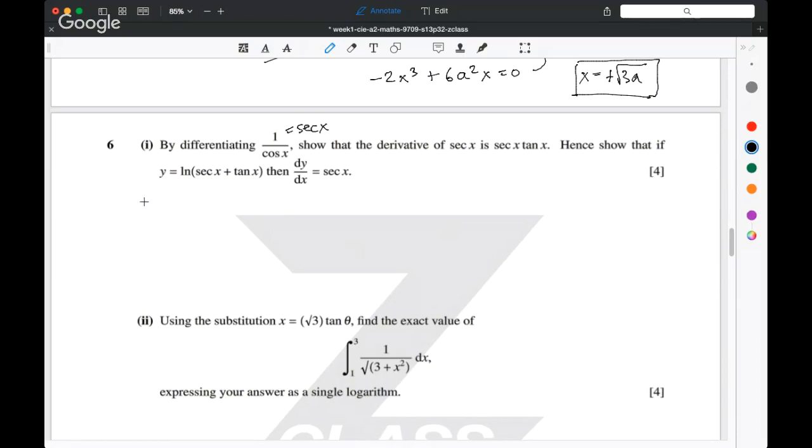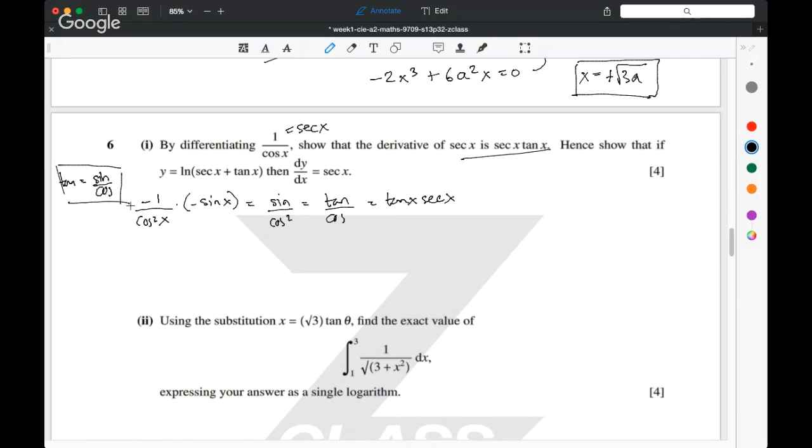So this is going to be minus 1 over cosine squared x times the derivative of cosine of x, which is minus sine x. So this is just sine over cosine squared, which is tan over cosine, which is tan x sec x, as they asked for. So for this, all we've used is that tan is equal to sine over cosine. So that's the first one that we need to use. It's in the formula booklet.